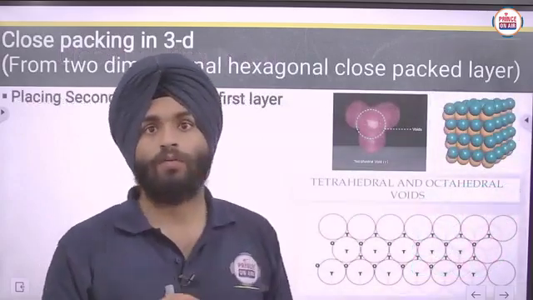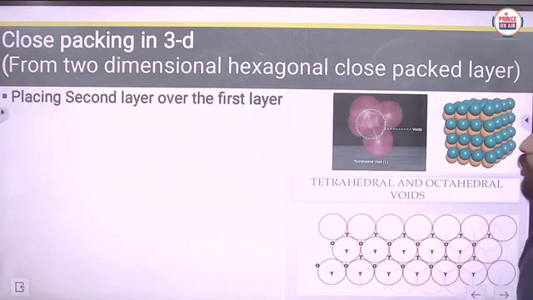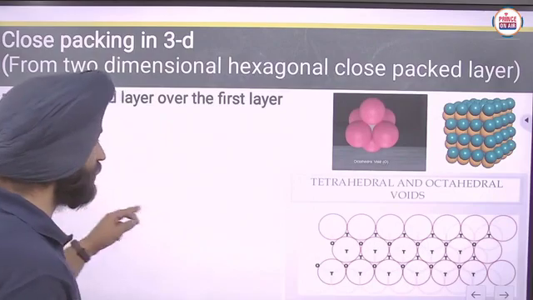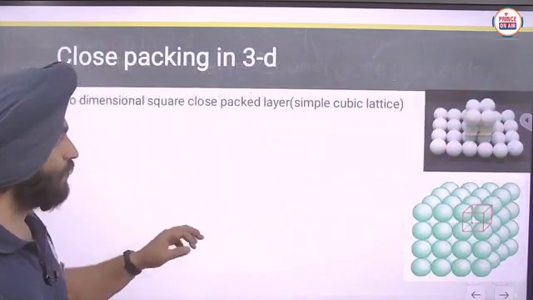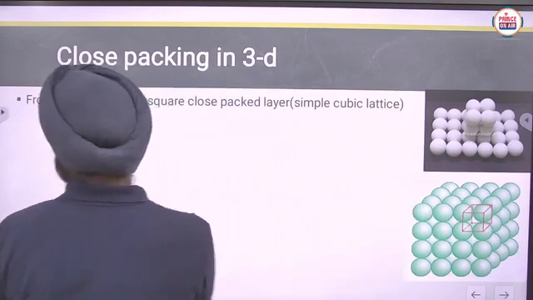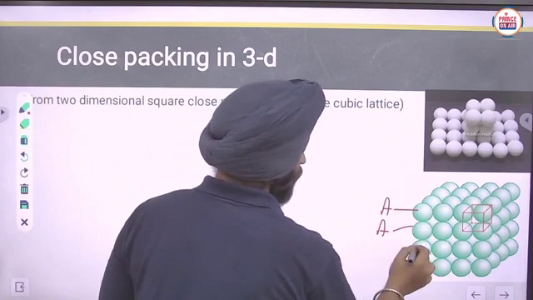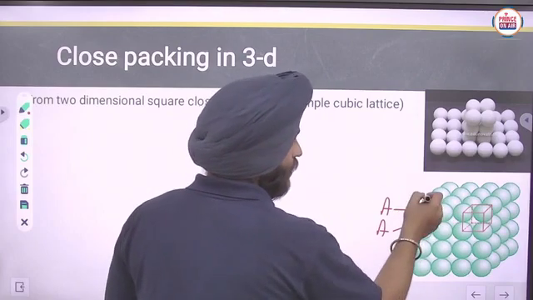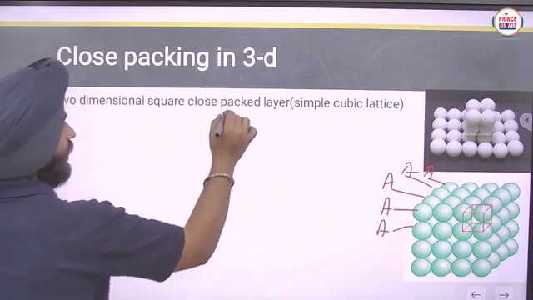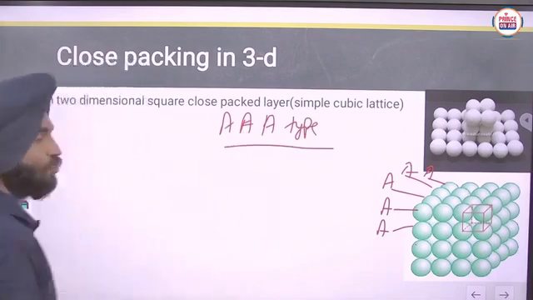Now we have to see the main part of close packing. From 2-dimensional hexagonal close packing, you can see that if all layers are similar, the names will be A, A, A. So these are all known as A type. All are similar. Clear?